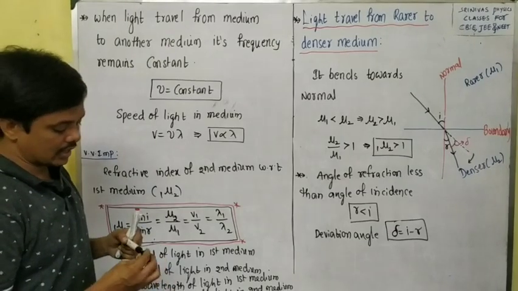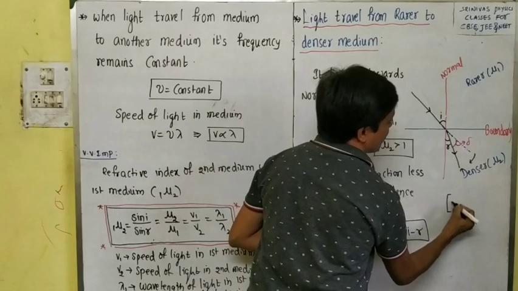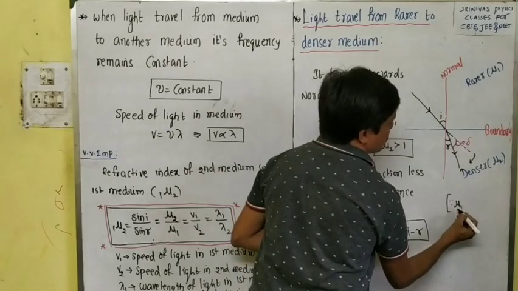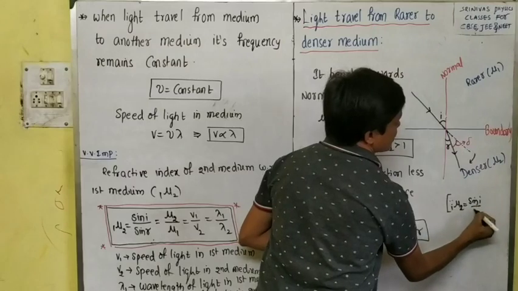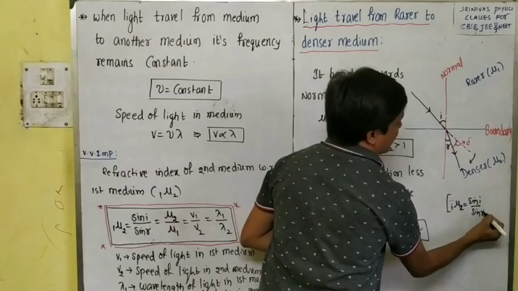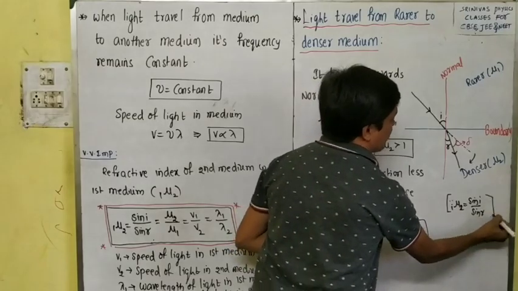This is the case when light goes from rarer medium to denser medium. From this we also write 1 mu2 is equal to sin i by sin r. Here r is less than i, that's why 1 mu2 will automatically be greater than 1.